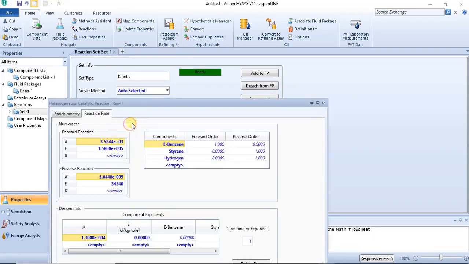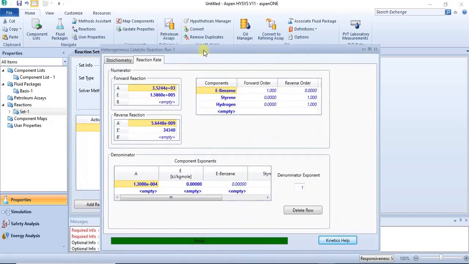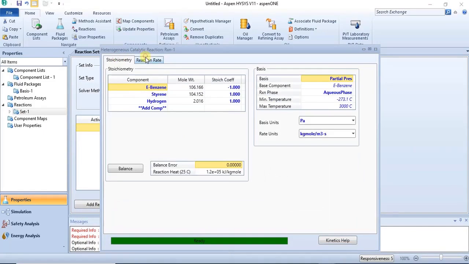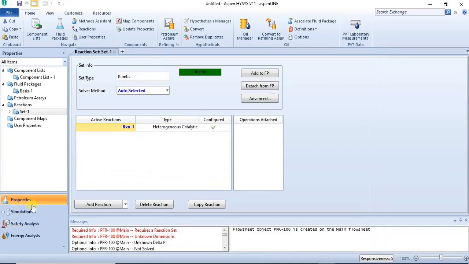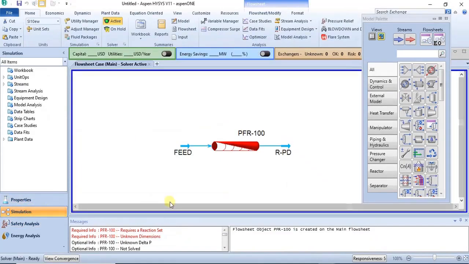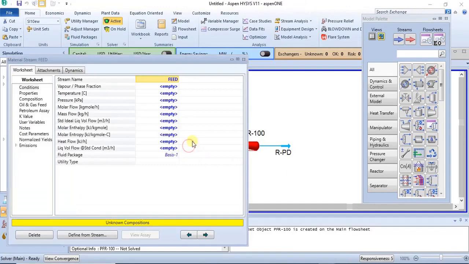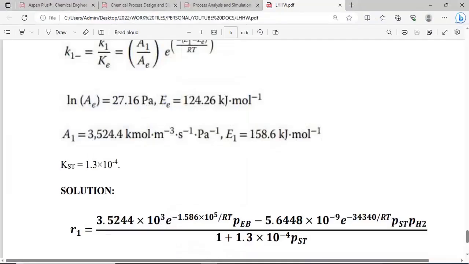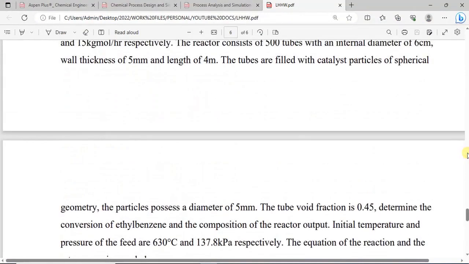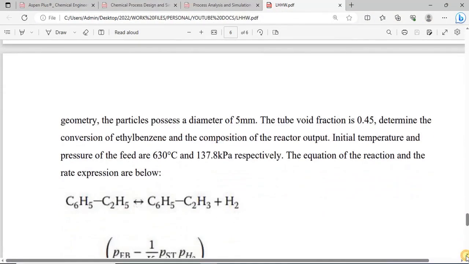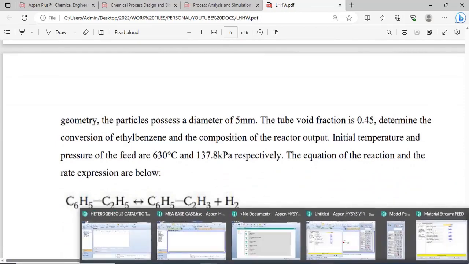Everything is fully specified in this particular scenario or tutorial. So we can go and continue with the modeling. With that, we go back to the simulation environment and we can run quickly. We have our specifications, the initial temperature and pressure for the feed. We have that here, so we can quickly specify that.